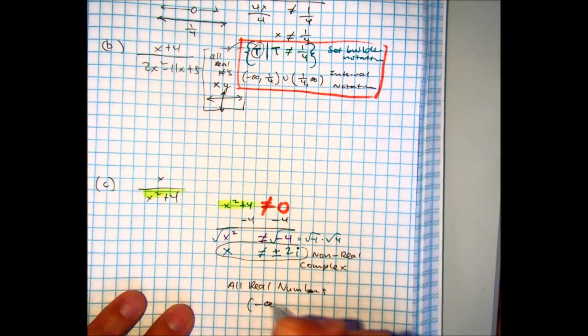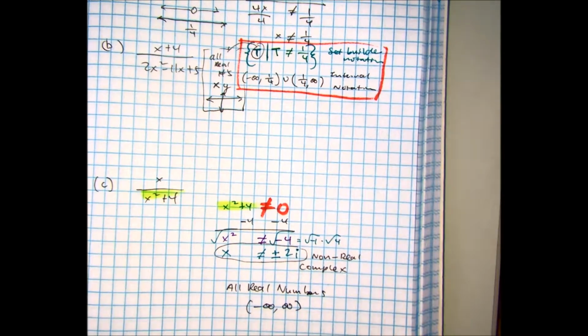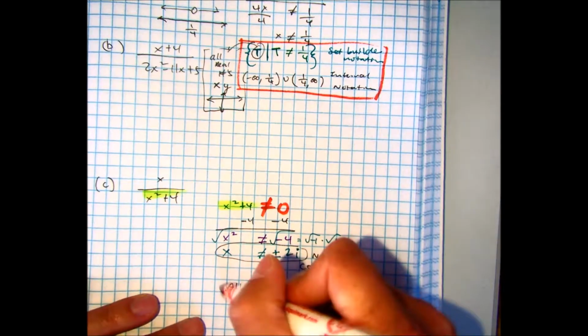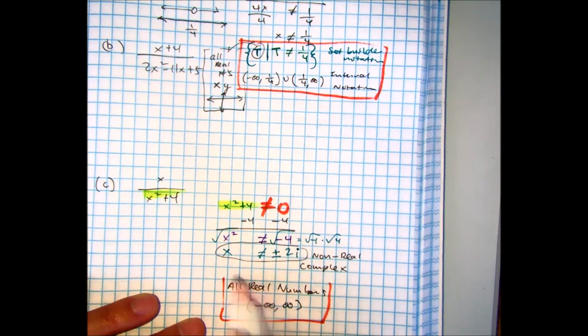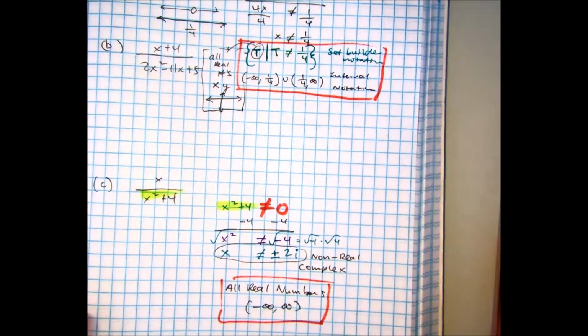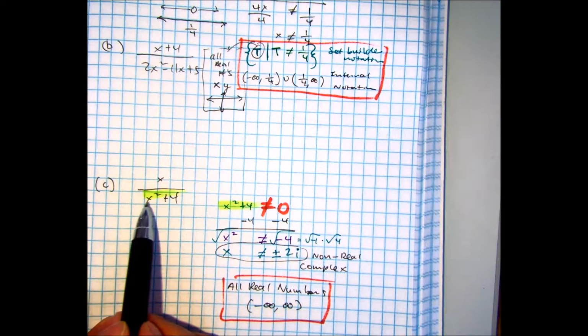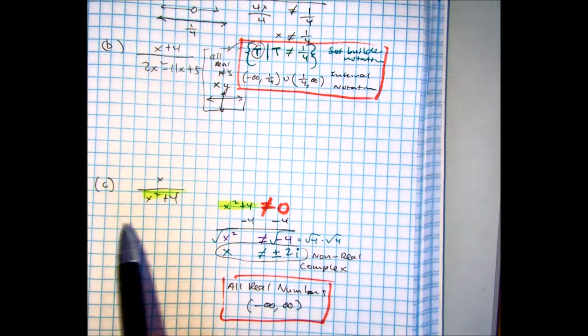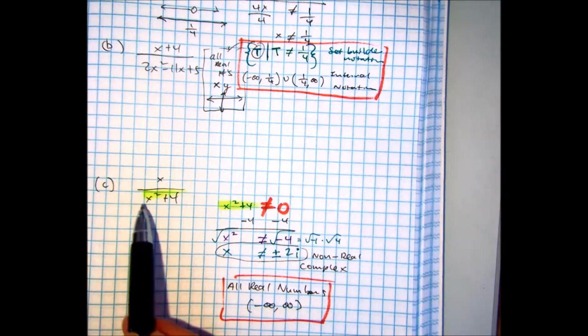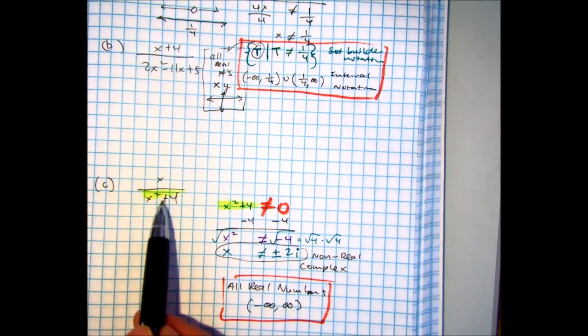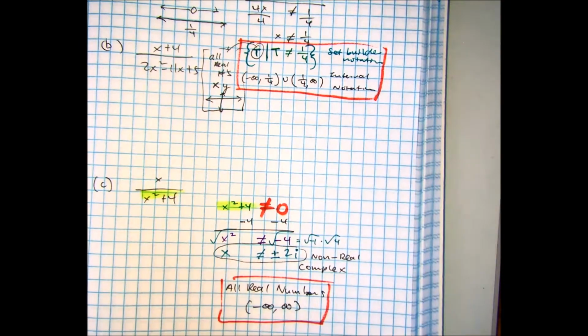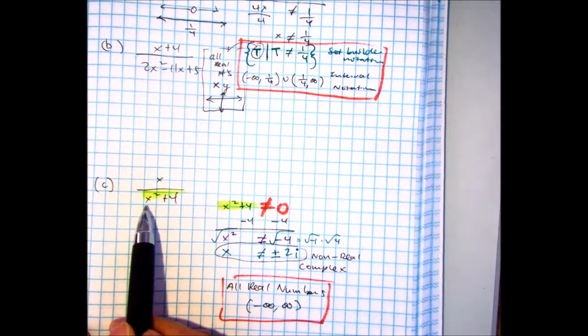How would you write that in interval notation? Negative infinity to positive infinity. Let me explain why. Let's think about it. Someone pick a positive number. Okay, 2 is going to represent all the positive numbers. 2 squared is 4, and 4 plus 4 is 8, and then you can divide the fraction. Does that make sense? Okay, let's pick a negative number now. Someone pick a negative number.